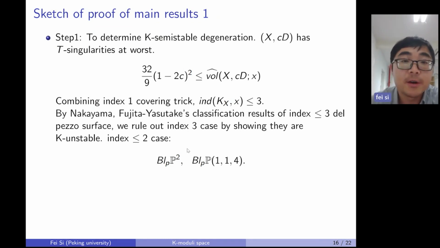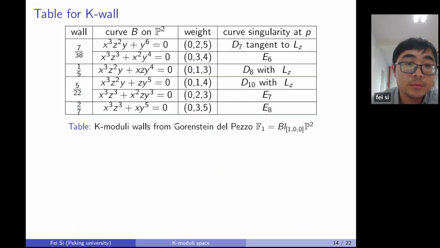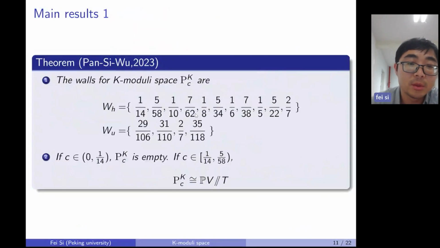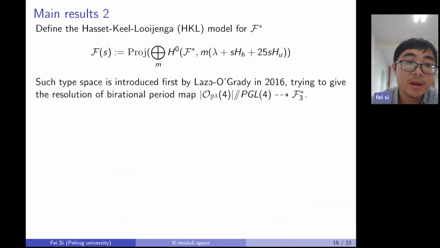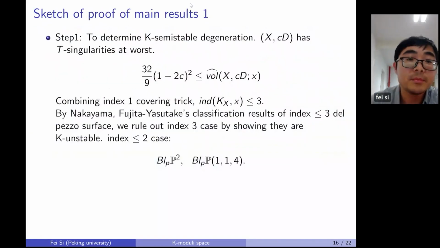To prove our first main results, maybe return back a little bit. The first result is to determine the K-moduli walls and give an explicit description of this wall crossing of K-moduli space. So let's give the sketch. Our first step is to determine all the possible K-semistable degenerations.